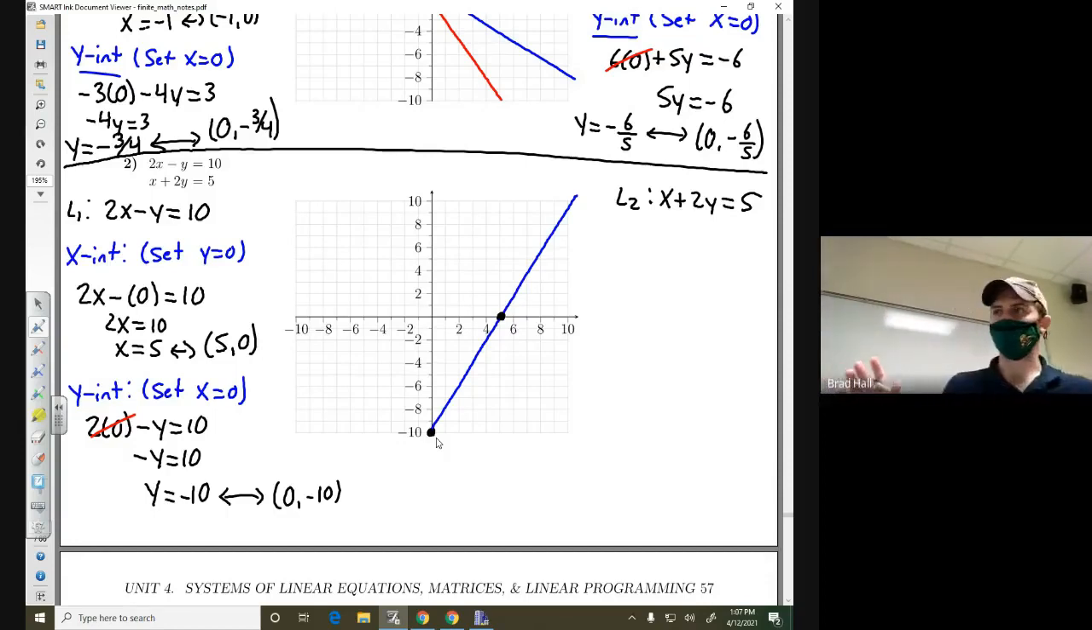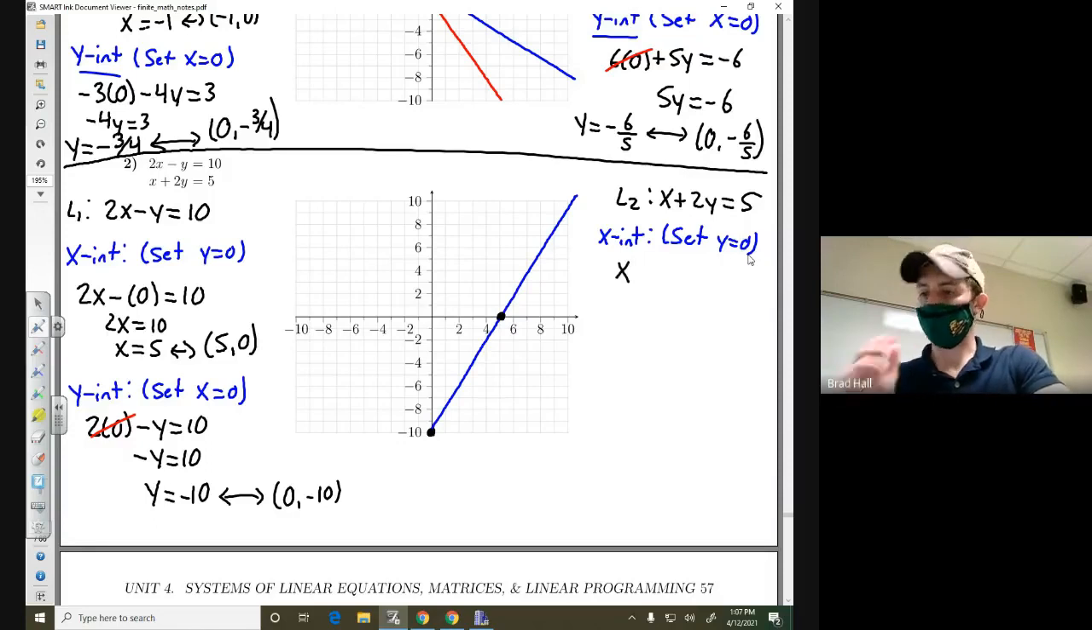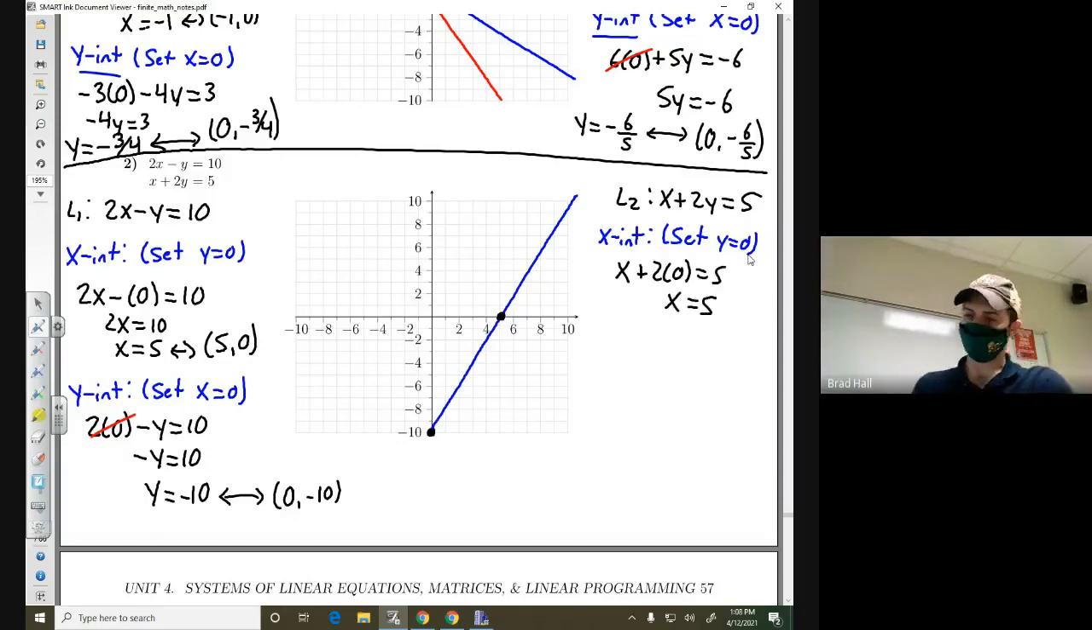We have to do the exact same process for the second line. x-intercept, again, set y equal to 0. So remember, we have a new equation now. It's x plus 2 times 0 is equal to 5, which is x is equal to 5. And it works out pretty much exactly. So this corresponds to the ordered pair 5, 0. Which we already have plotted. So that already tells us the point of intersection.